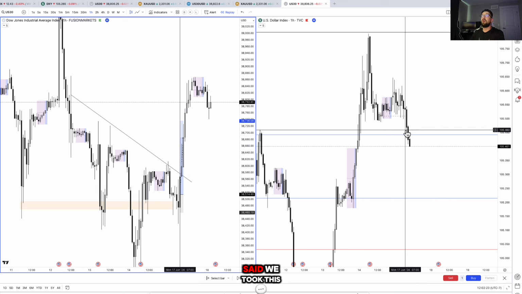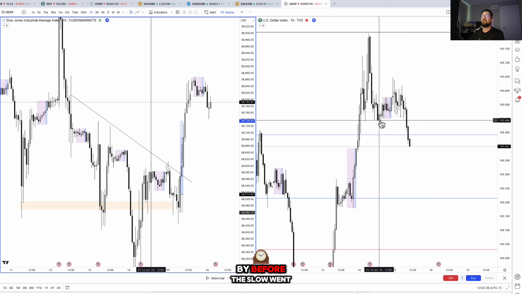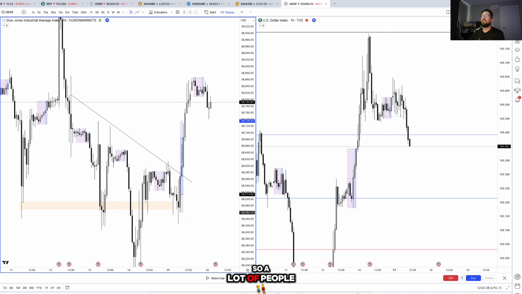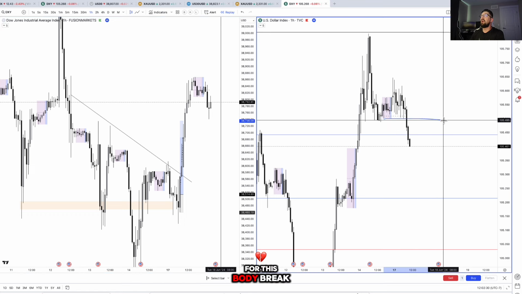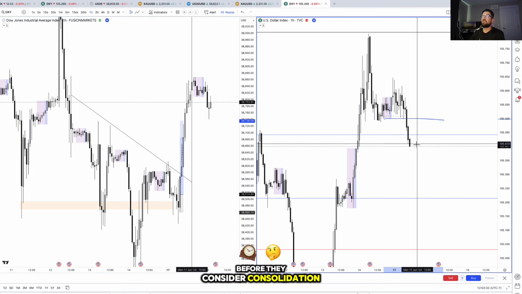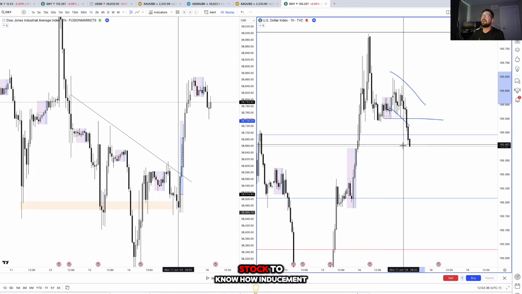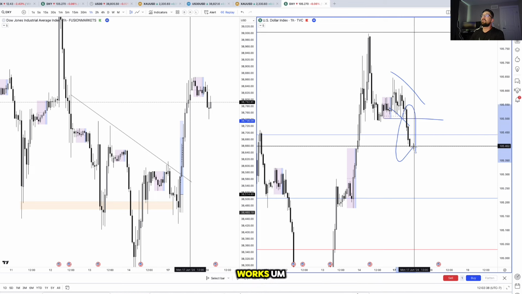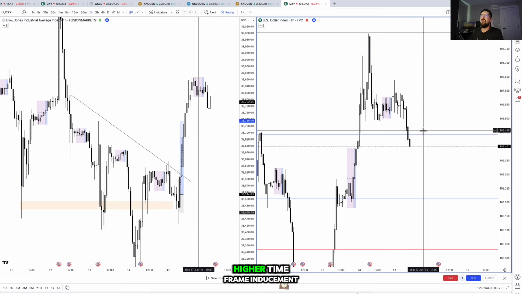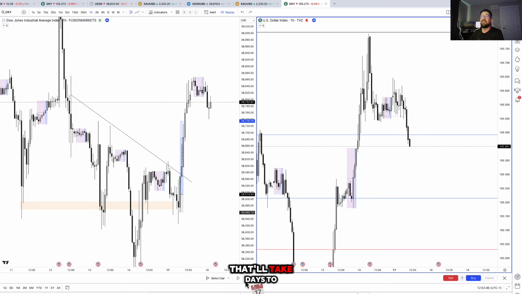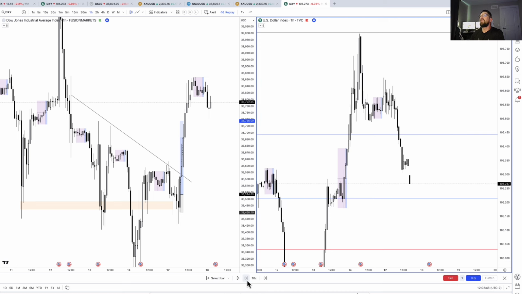And like I said, we took this buy before this low went. So a lot of people will wait for this body break before they consider consolidation broken out. I've seen enough liquidity stack to know how inducement works. It doesn't pull back. And it induces people into the wrong side. So this is a higher time frame inducement. It'll take days to play out. But that is our liquidity cycle.